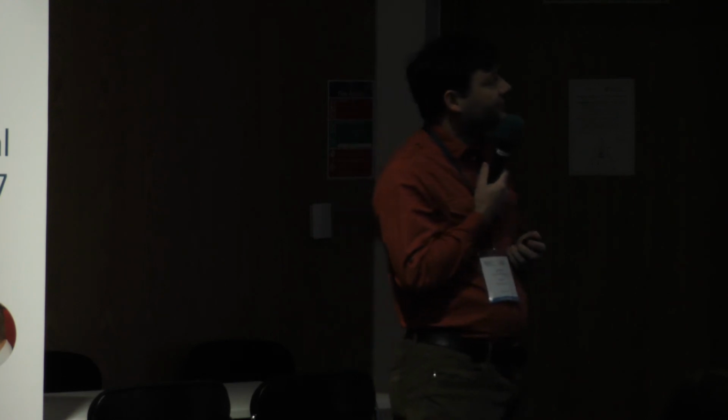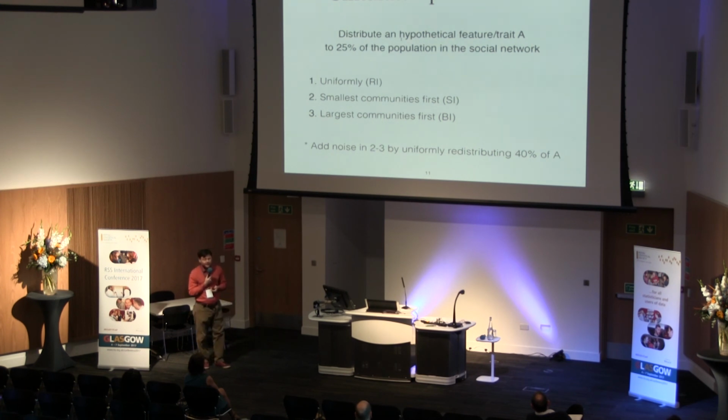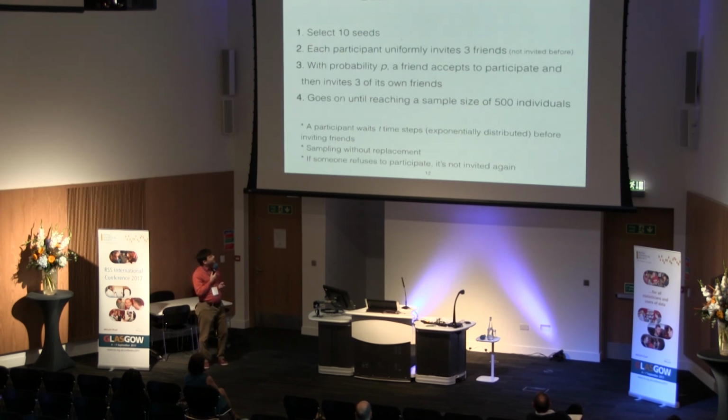We also add some noise to remove homophily. So homophily is this tendency, right, that people that are similar are connected. So for example, let's say people that are male, they have more male friends. That may not be true, but yeah, that's the idea. But anyways, we redistribute 40% of A just to remove a little bit of this homophily. So the infection is more spread in the network, although it's mostly either in the smallest or in the largest community. And then we simulate the respondent-driven sampling on these networks.